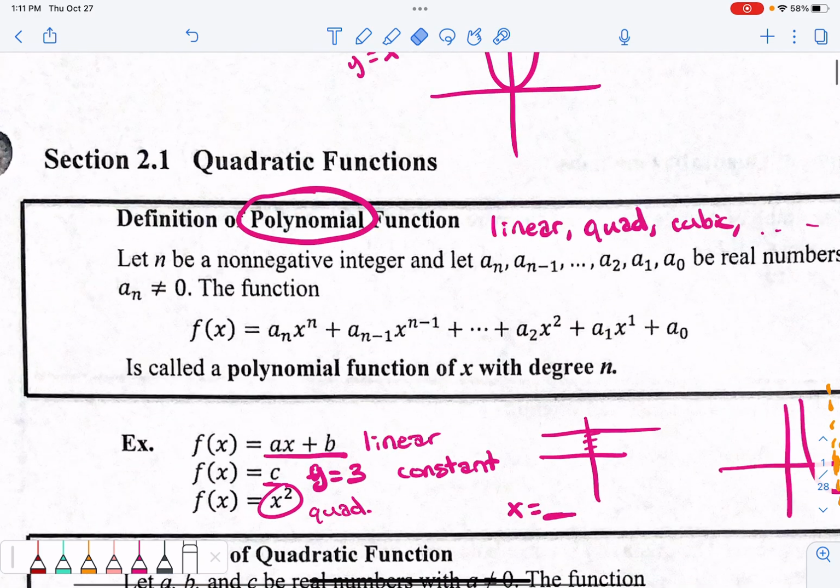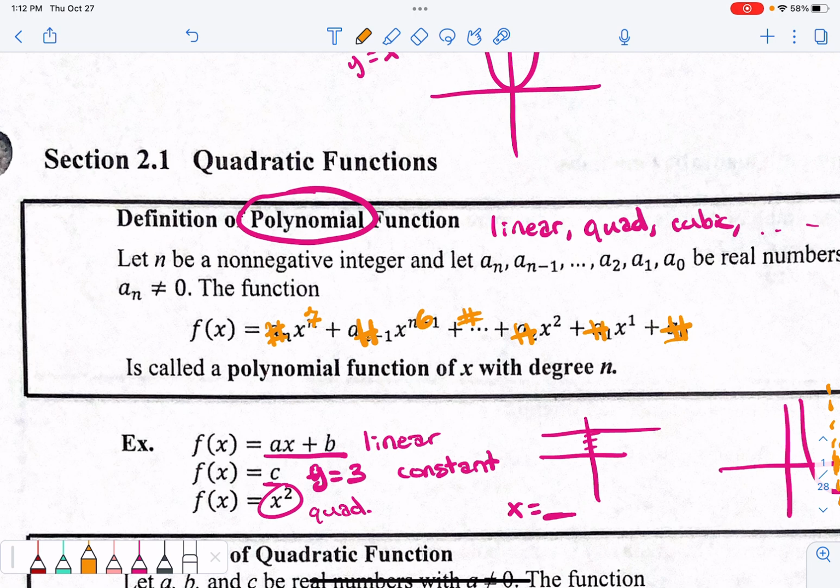Oh, that's the equation of a polynomial. So a sub n would be a constant, a number, and x to the nth power. Let's say n is 7. Then we have another number, x to the n minus 1, which would be the 6th power. And we have another number, x to the 5th power and 4th power and 3rd power, and then another number, x to the 2nd power, another number, x to the 1st power, and then a constant number.